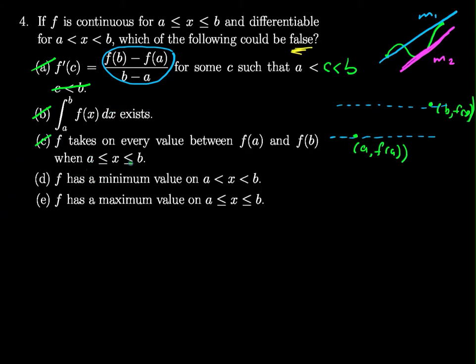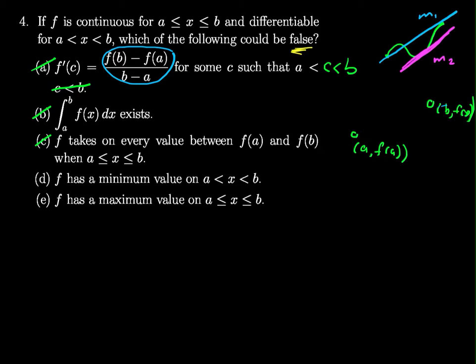D, f has a minimum value on the open interval. This is the important part here, the open interval AB. So let's look back at this right here. We have a closed interval here. Let's change those to an open interval so we can see what happens. Okay, so instead of having closed points, I'll put open points, and now has a minimum value.